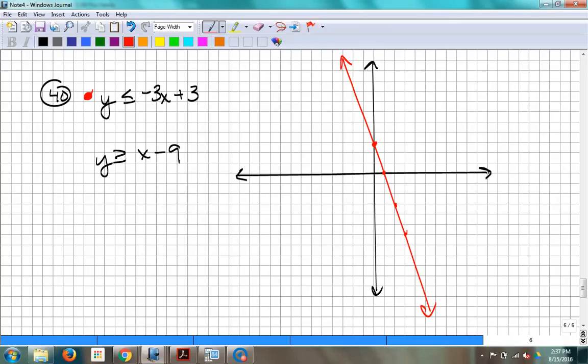Okay, so that's the next step on this one, the shading. So can I use the test point 0, 0? When can I not use that? When the line goes through the origin. That's when you cannot use that.